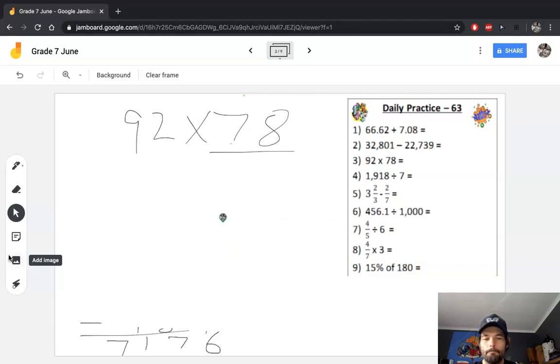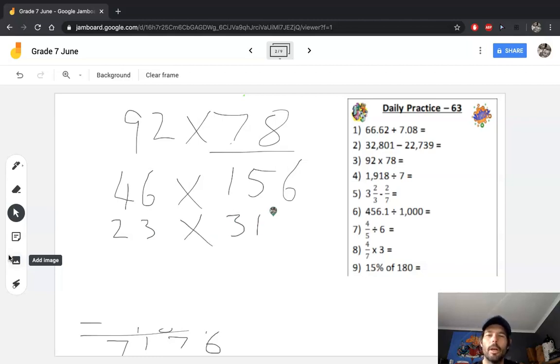So I'm going to halve 92, and that's going to give me 46. And I'm going to double 78, and that's going to give me 156. Okay, still both even. So let's halve again. 23 multiplied by 312. Okay, so that doesn't really make the question that much easier because I can't halve 23 again because that's going to give me a decimal. So doubling and halving perhaps doesn't work in this situation.